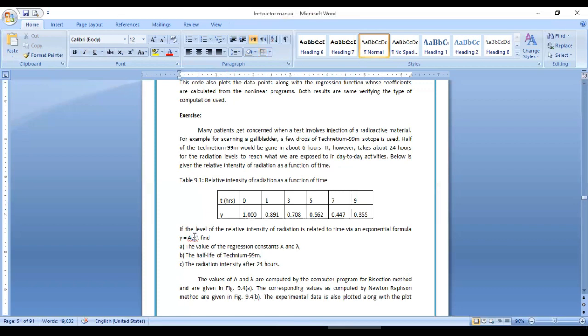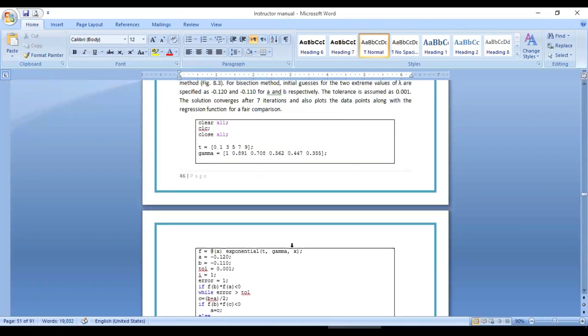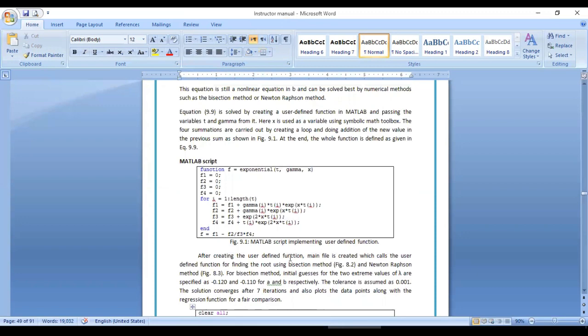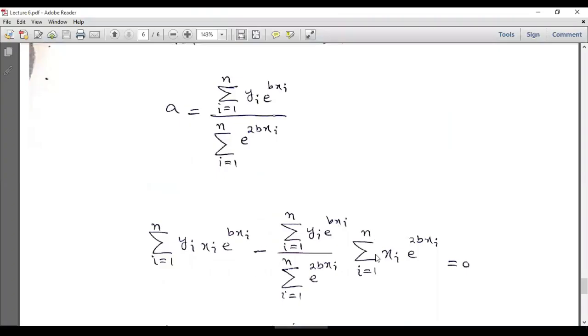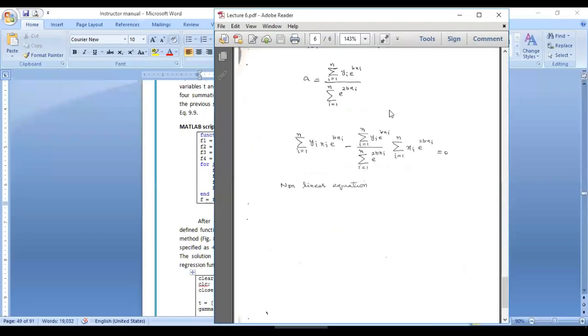So lambda is actually the decay rate, A is actually the coefficient, and we have to find out the value of the regression constants A and lambda. So let's start discussing the MATLAB algorithm, and we have to first build up this function, which is actually our final nonlinear equation or nonlinear function. So we have to first build up this equation in a separate MATLAB function, right?